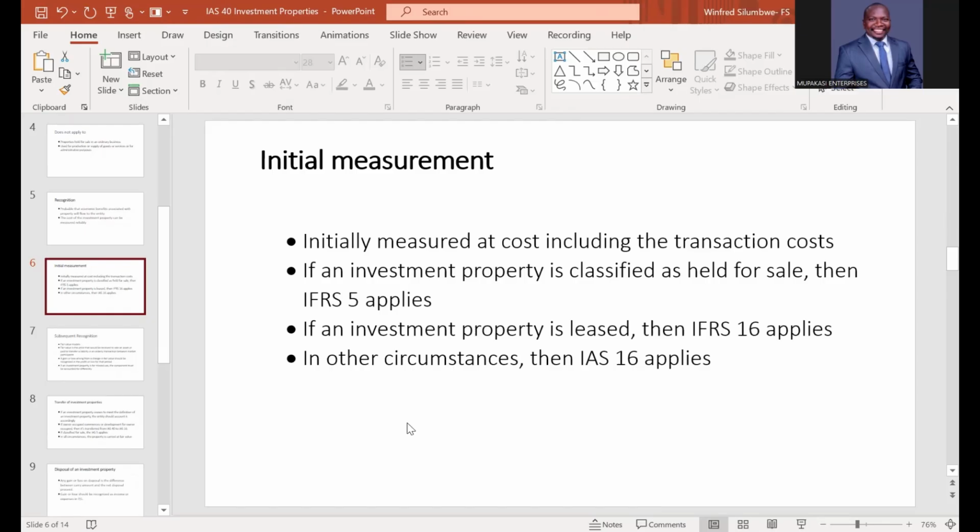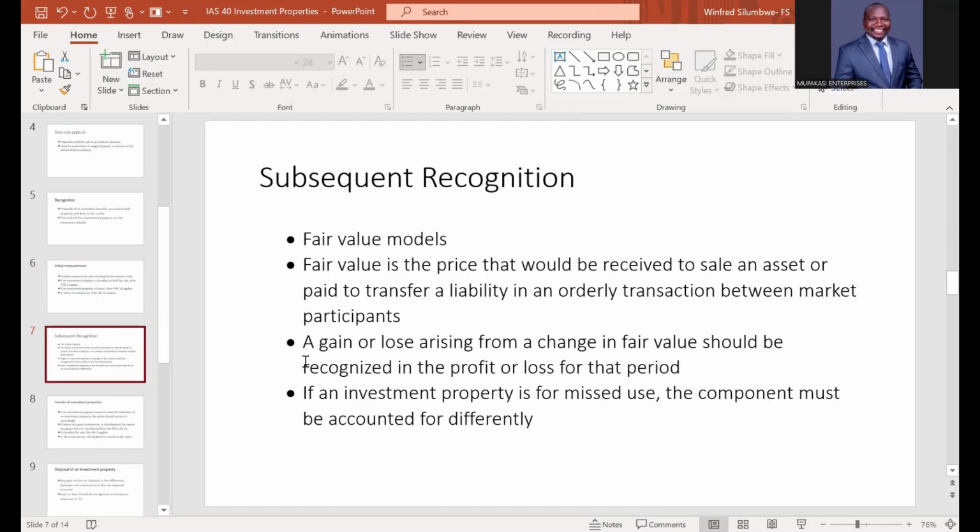Leases can be either operating or finance lease. So when you hear a question saying they built an investment property, and next this asset was leased out, the moment it was leased out, it ceases to be accounted for under IAS 40. In other circumstances, IAS 16 applies, meaning if it's not held for sale, if it's not leased out, if it cannot be accounted for under investment property, then of course it falls under IAS 16. Now, subsequent measures.